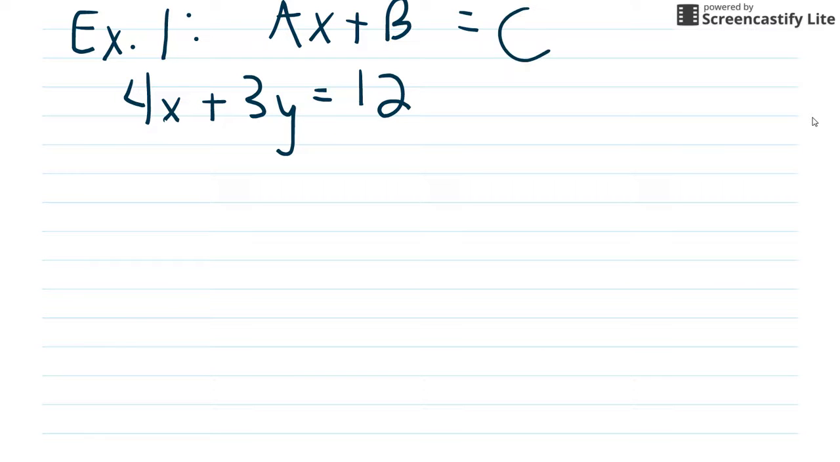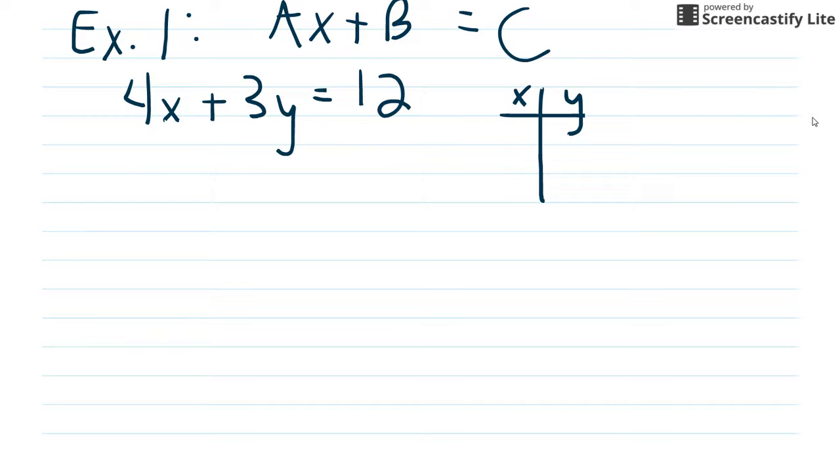So our first example, you can see it's in standard form. Remember standard form, ax plus by equals c. And you can see that it's in this format. The 4x, the 4 would be the a, the 3 would be the b, and the 12 would be the c.